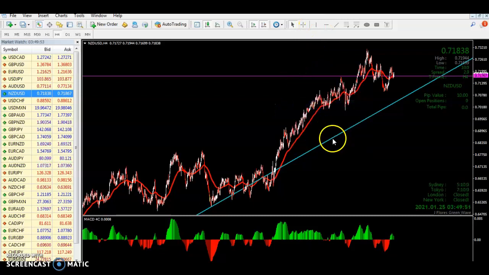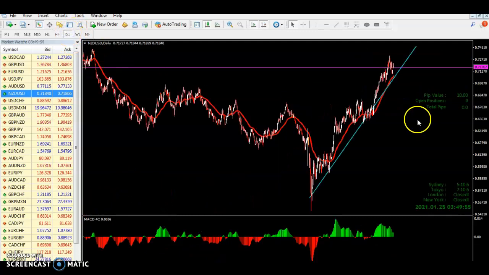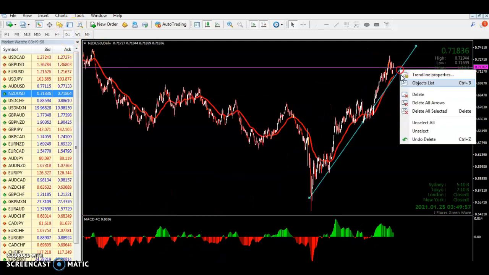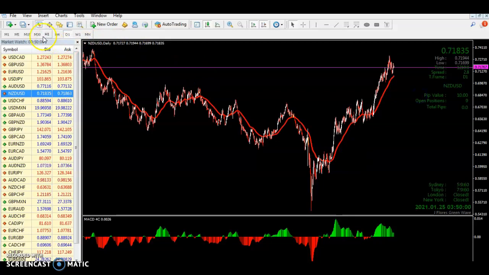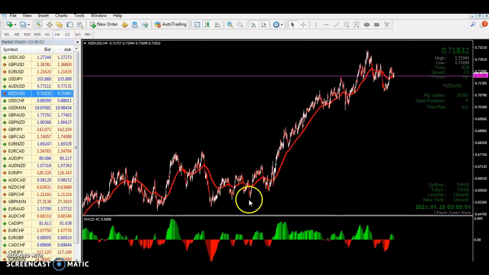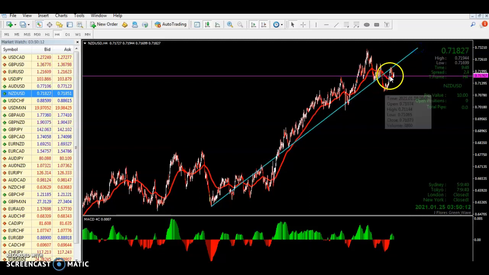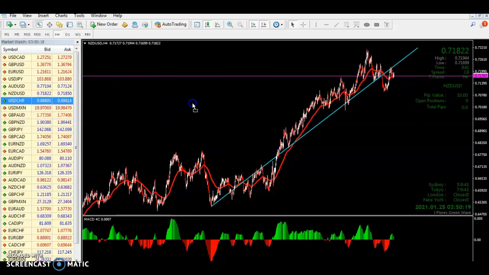We get rid of this, make it a little bigger. We get rid of this. From here to here, I will go from there. You can see the trend line already broke, retesting. Good possibility for the market to come down, also on the NZD USD.